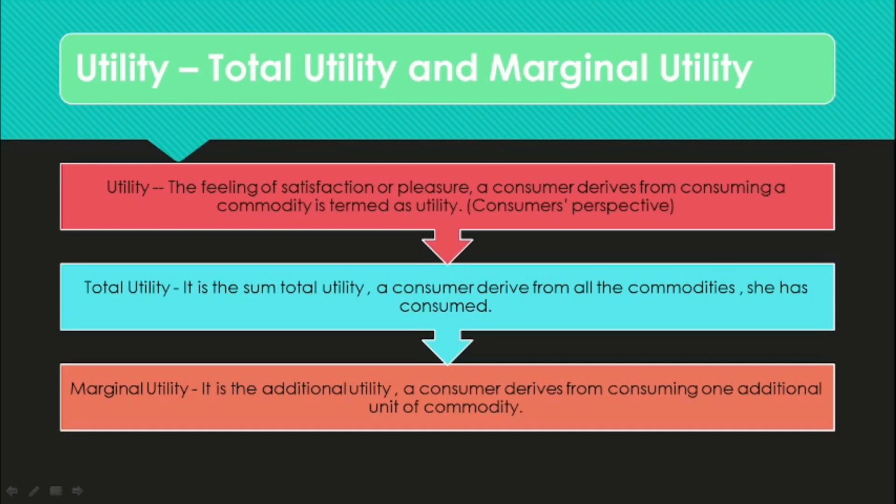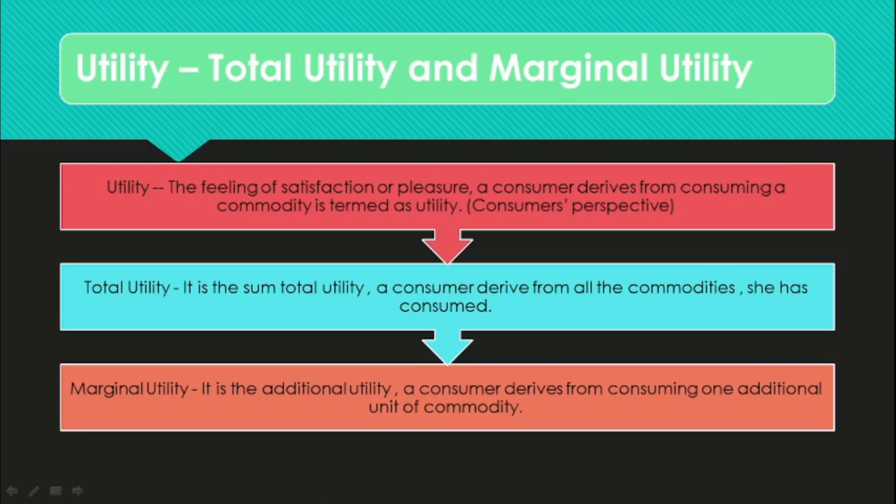So when we are using a commodity, it definitely is going to give us satisfaction, or it could also be for a pleasure or leisure activity. The amount or level of satisfaction that we get from using a commodity is called the utility, and this is the consumer's perspective of utility that we will be using throughout this chapter.